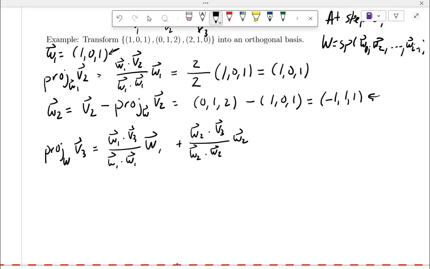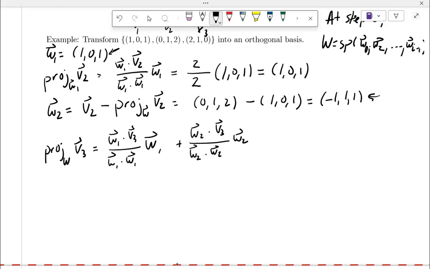Every step is a projection. You just have to project it on the previously formed vectors and add them together. Every single step is a projection vector. That's actually the really nice part about this particular process: it's easily programmable, for one.